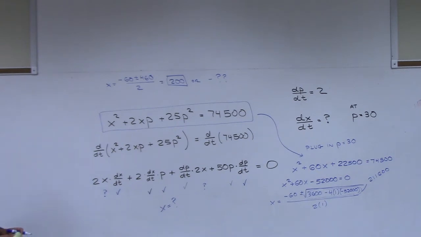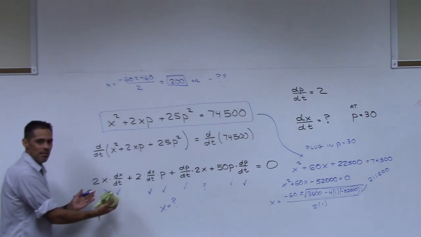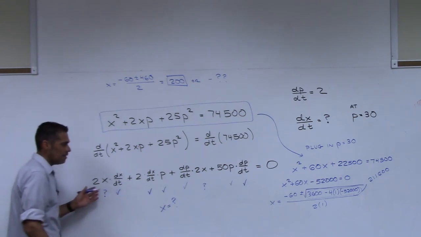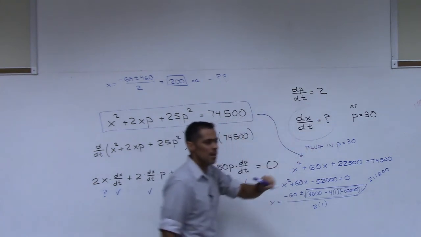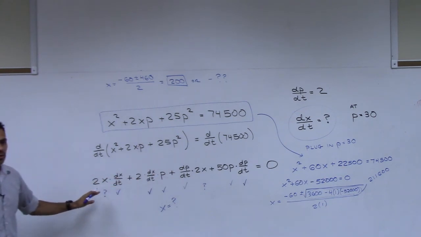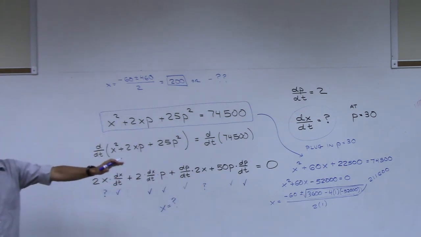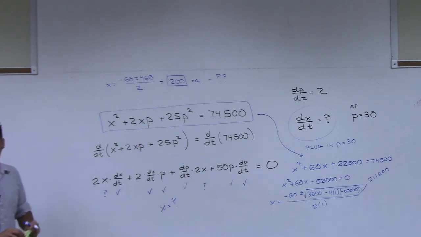All right, now let's return to where we were. Let's not lose sight of where we were here. We were trying to figure out what dx/dt was. And we had this equation from the derivative, and we didn't know what x was. So we had to go figure out what x was. We did that. Now we're back to this. Questions at all?